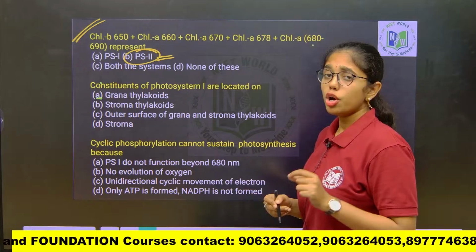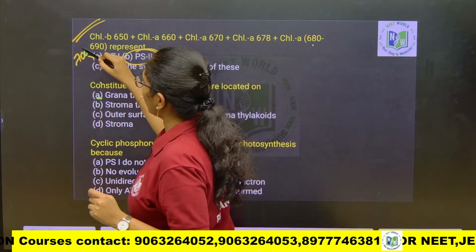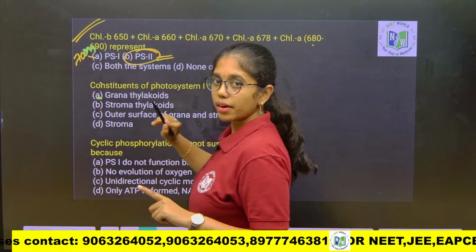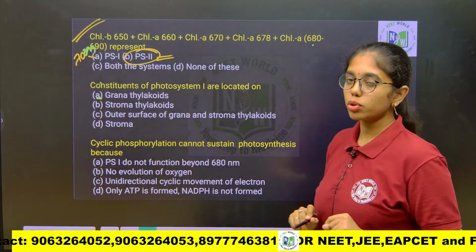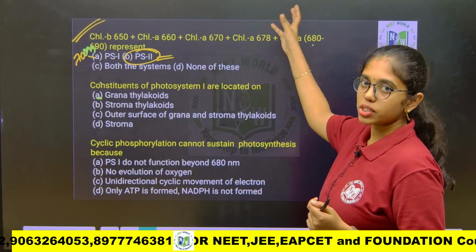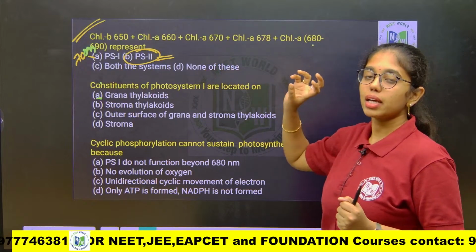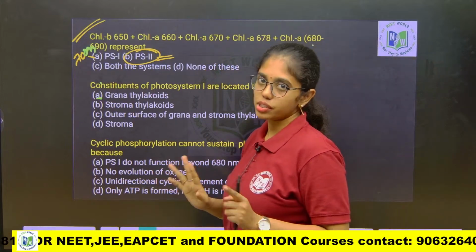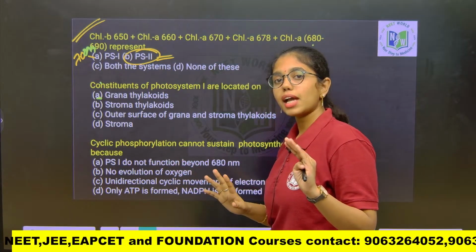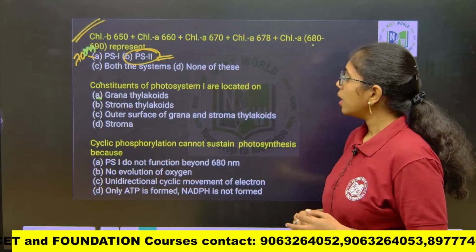If it is photosystem 1, it should be in and around 700 nanometers. Less than 700, it is photosystem 2 only. So, our answer will be option B. Do not get confused when such questions are given. Just check which reaction center that chlorophyll pigment belongs to. If you can identify the reaction center, then it will be easy to identify the photosystem. Clear, right? Next.